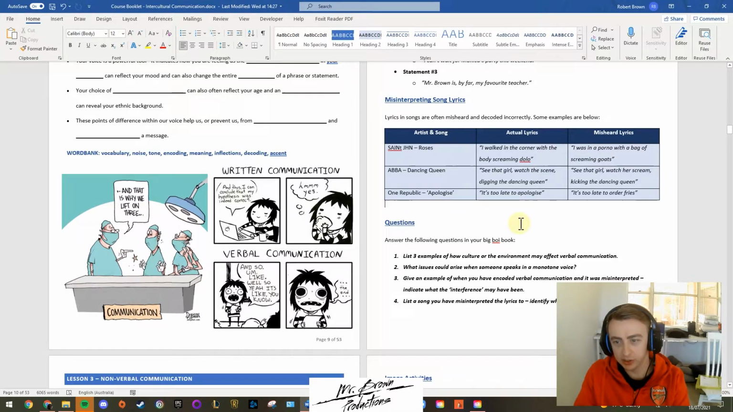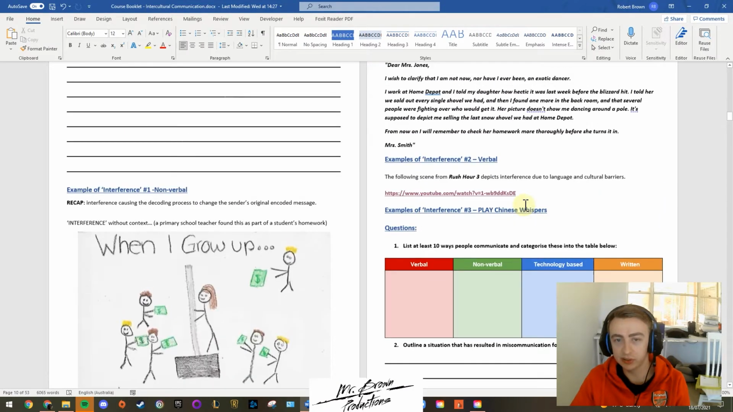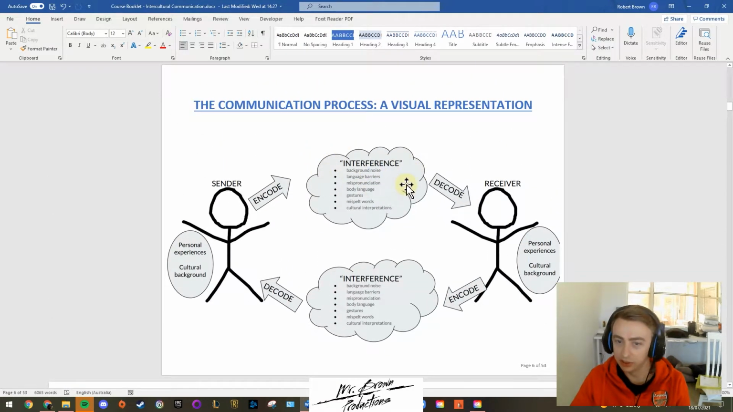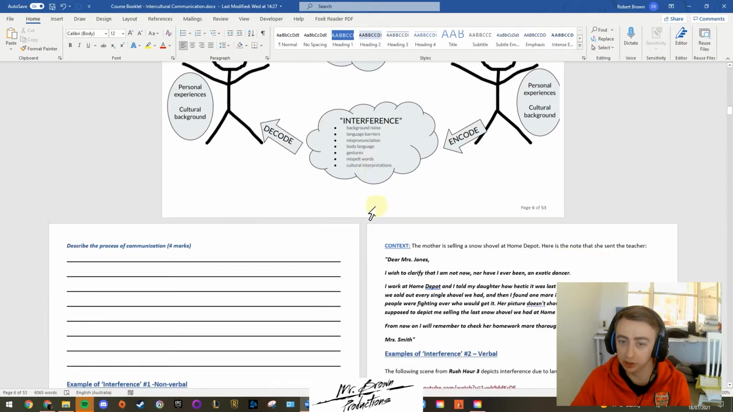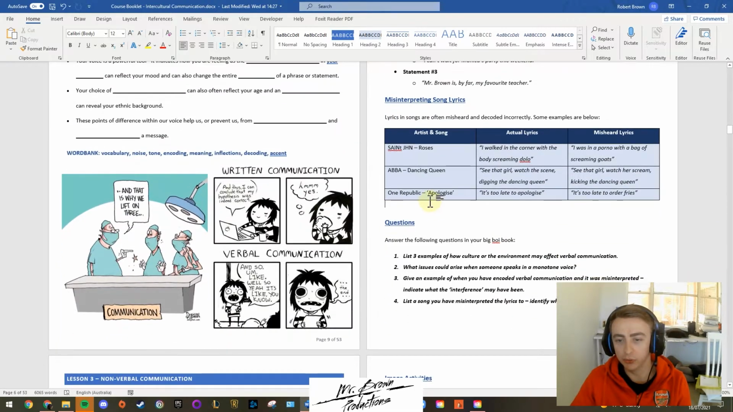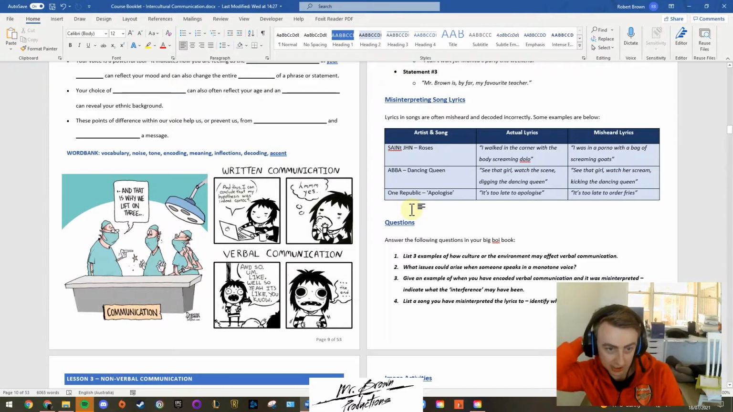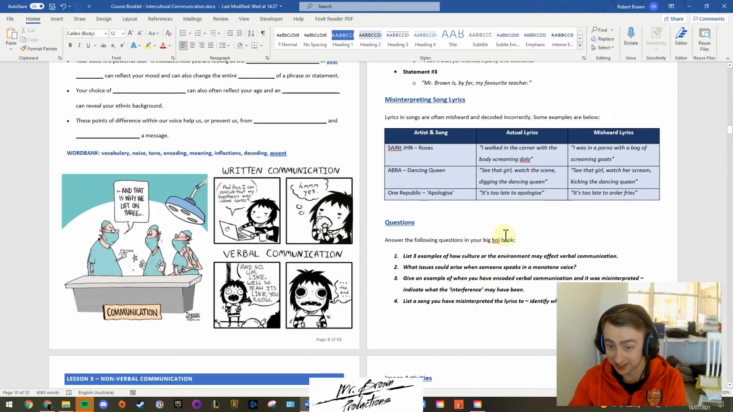Just below this table, what I want you to write is what you think the cause of the interference is. So obviously this is creating some level of interference, whether it's a mispronunciation, you might think it's a certain accent they're putting on, whatever it is. I want you to write the reason that you think that people commonly misinterpret all of these song lyrics, just below here. Okay? Again, another cheeky little test to see if people are watching these videos or not.